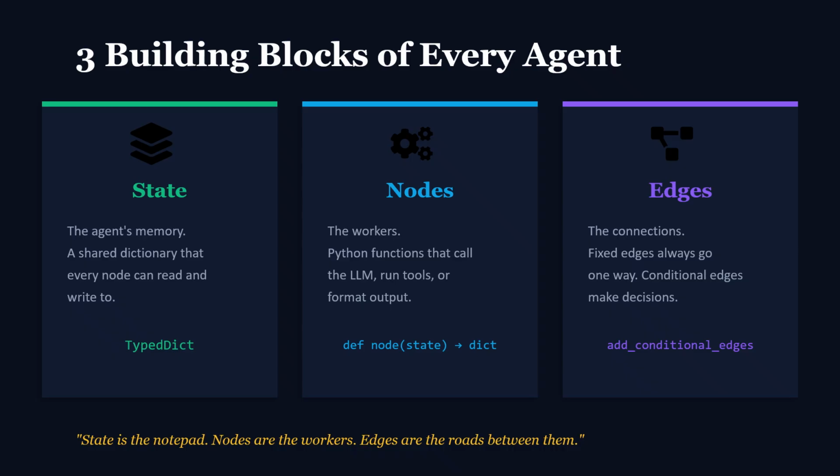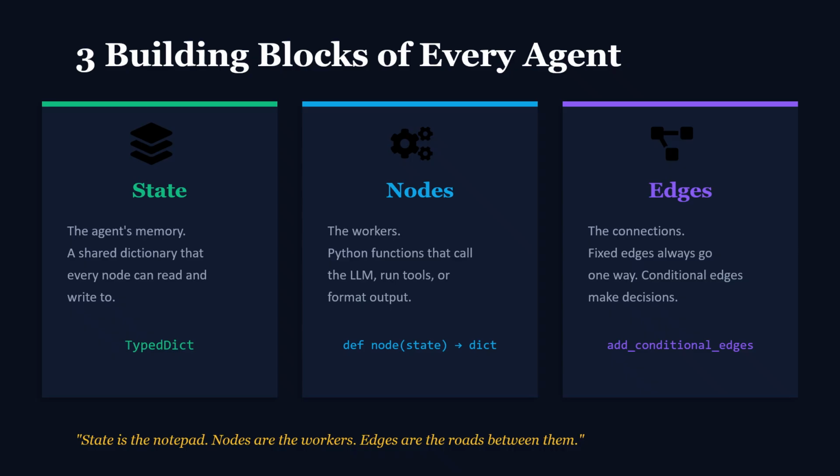Second, nodes. These are the workers, plain Python functions. One node might classify the question, another fetches data from a database, another generates the final answer. Each node takes the state, does its work, and returns updates. Third, edges. These are the roads connecting nodes. Fixed edges always go from A to B. Conditional edges use a decision function to choose. Do I go to B or C? This is what gives agents their power to make runtime decisions.